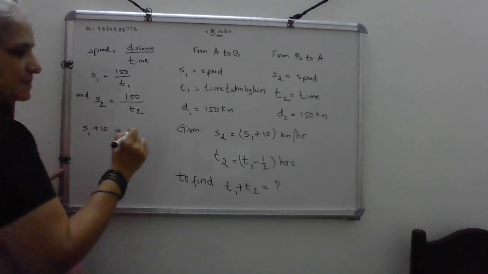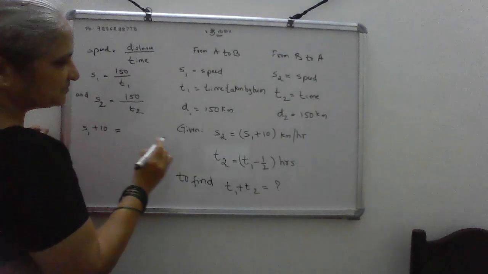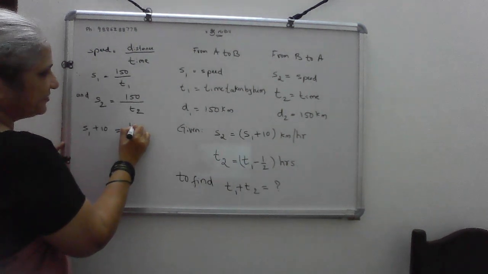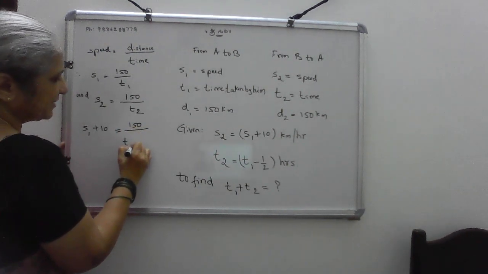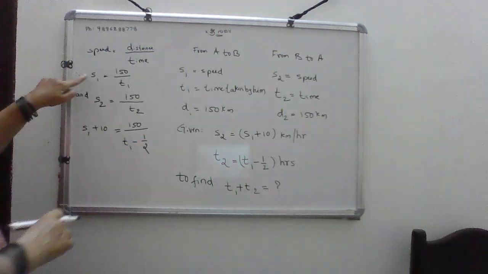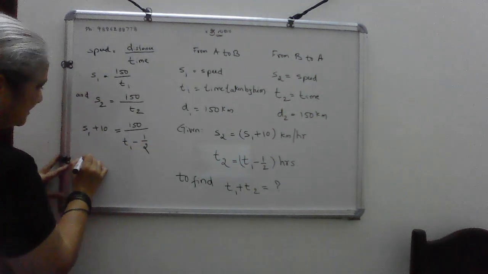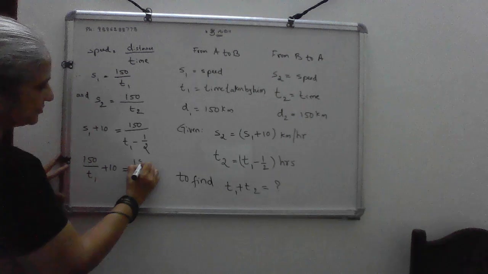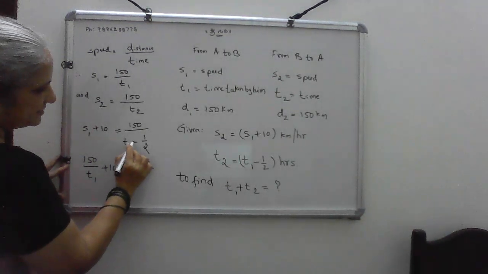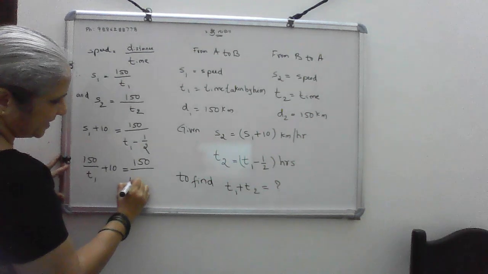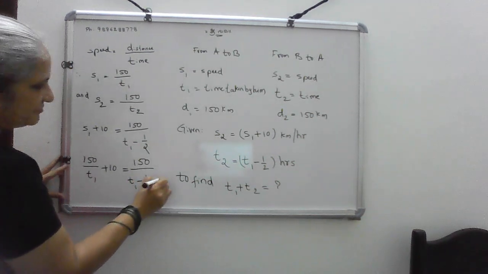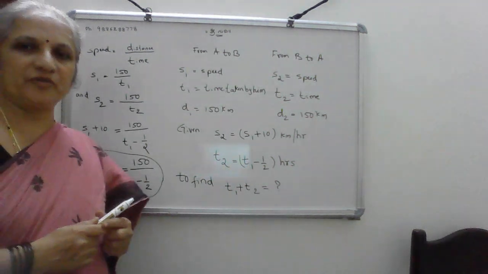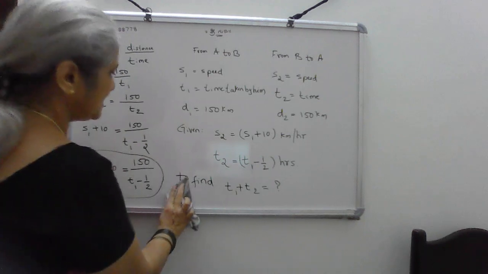This is equal to 150 divided by T1 minus half. But what is S1 here? 150 upon T1. 150 upon T1 plus 10 is equal to 150 upon T1 minus half. So we have the equation in T1 so that we can solve for T1 easily. Let us see how to solve it.